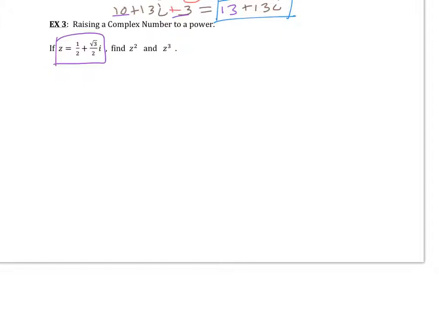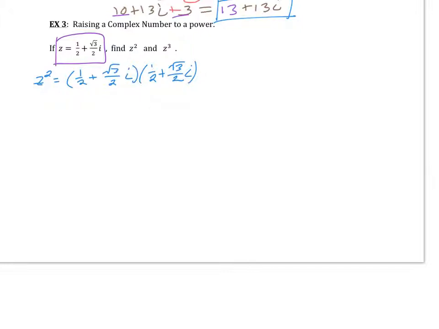So if I'm going to find z squared, so z squared is equal to, you're not going to square the 1/2 and then square the rad 3 over 2i. You're not going to just square them separately. It really means 1/2 plus the square root of 3 over 2i times itself again, 1/2 plus the square root of 3 over 2i. So we're going to have to FOIL this or double distribute.